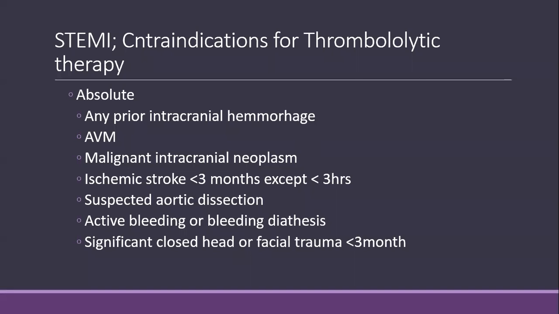Any suspected aortic dissection is a contraindication for thrombolytic therapy. Active bleeding or bleeding diathesis, in a patient who has certain bleeding disorders, these patients are contraindicated for thrombolytic therapy. Any significant closed head or facial trauma of less than 3 months duration, these patients again have absolute contraindication for thrombolytic therapy.